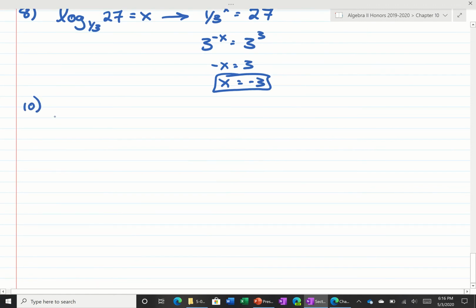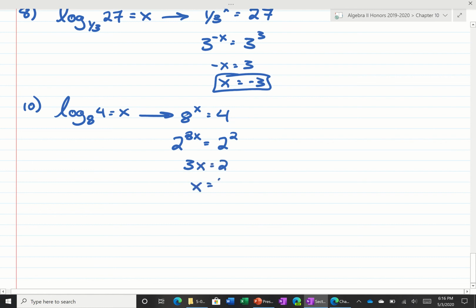Number 10, log base 8 of 4. We don't know what that is. So we could say that this is 8 to the x power is equal to 4. Well, 8 is really 2 to the 3rd. 4 is 2 to the 2nd. So 3x would equal 2. X would be 2/3.